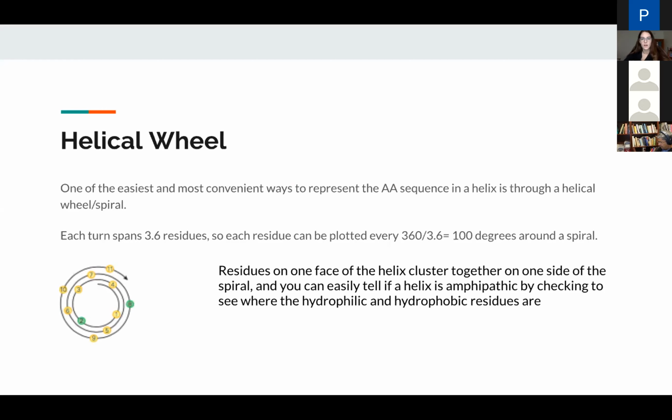So residues on one face of the helix cluster together on one side of the spiral, and you can easily tell if a helix is amphipathic by just checking to see where the residues are and which ones are hydrophilic and which ones are hydrophobic.